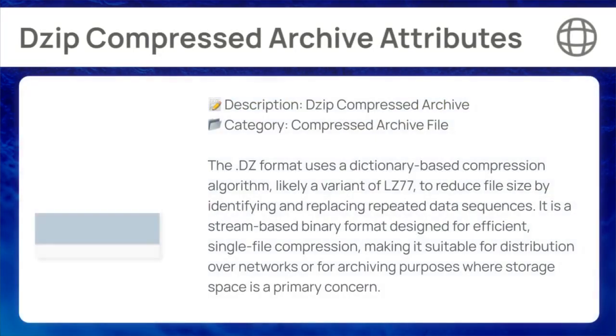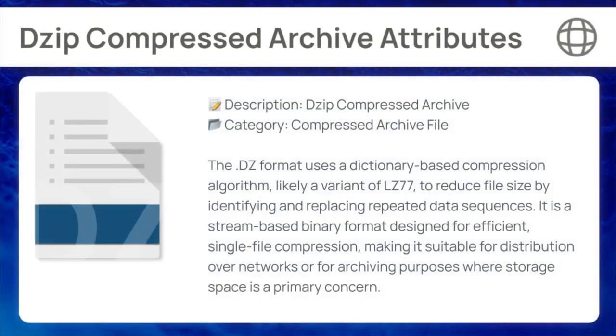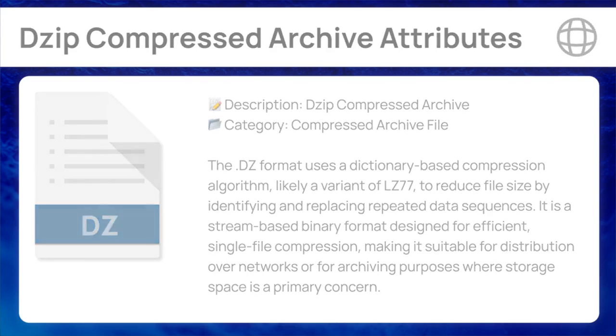The .dz format uses a dictionary-based compression algorithm, likely a variant of LZ77, to reduce file size by identifying and replacing repeated data sequences. It is a stream-based binary format designed for efficient single-file compression, making it suitable for distribution over networks or for archiving purposes where storage space is a primary concern.